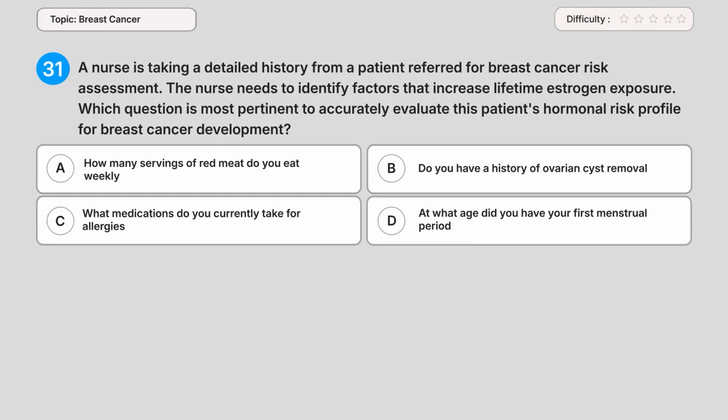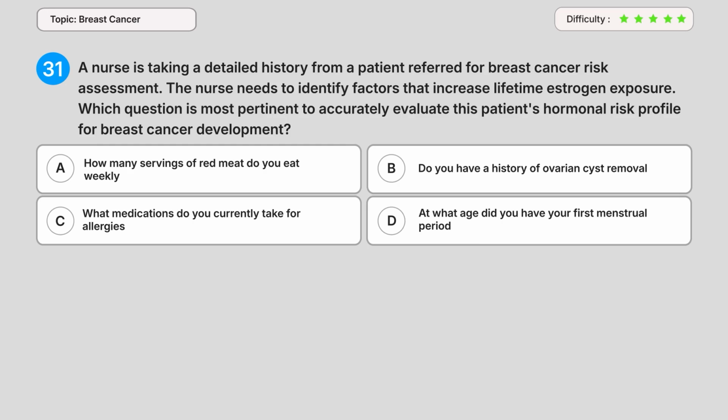31. A nurse is taking a detailed history from a patient referred for breast cancer risk assessment. The nurse needs to identify factors that increase lifetime estrogen exposure. Which question is most pertinent to accurately evaluate this patient's hormonal risk profile for breast cancer development?